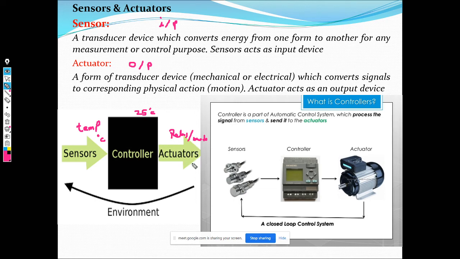Based on that, the temperature will slowly come down, and now it becomes 24 degrees C, which is lesser than the set one. So then you'll have to control it again. So back and forth you move. That's how the feedback goes. Any questions?